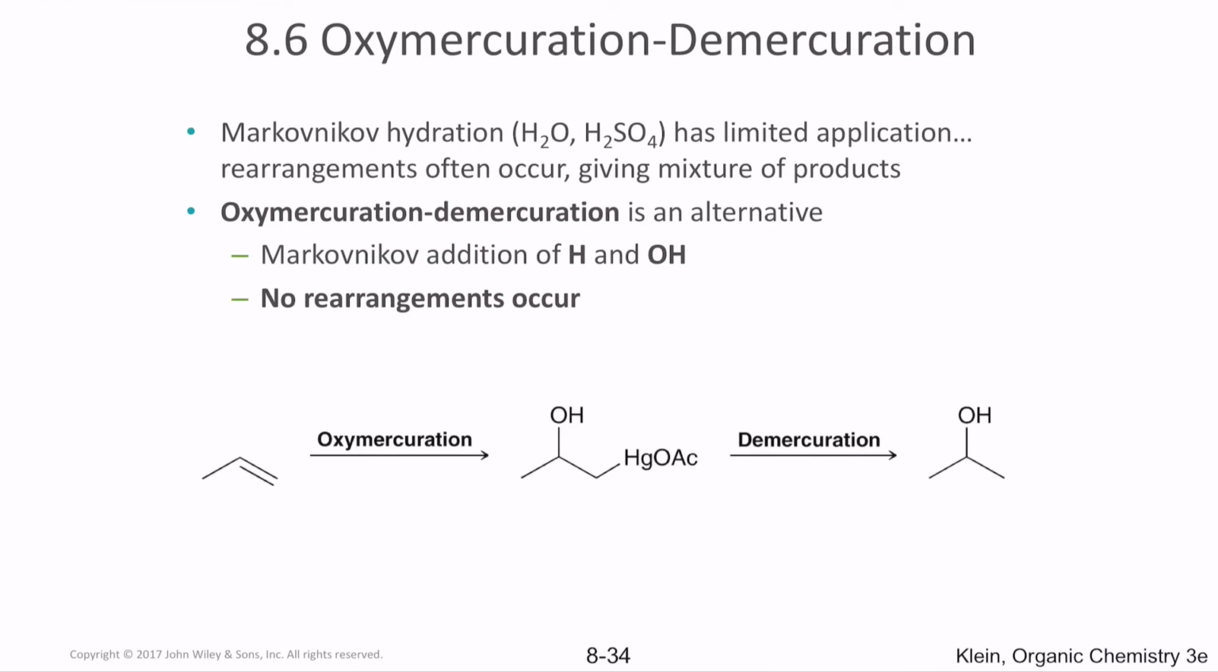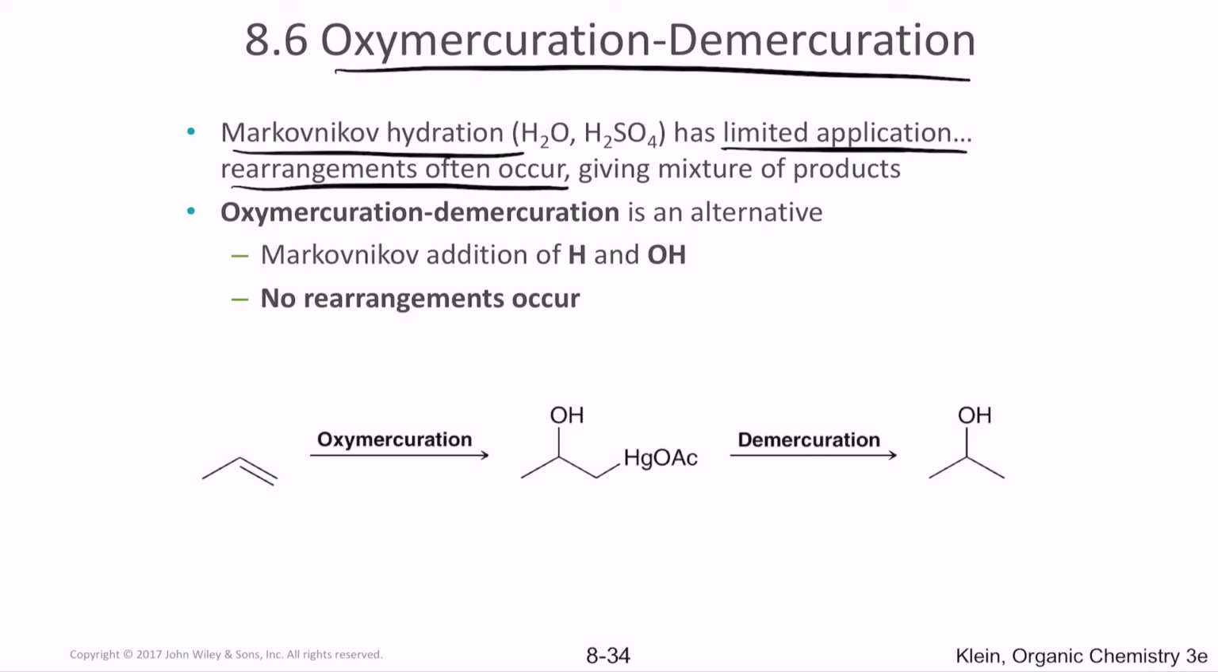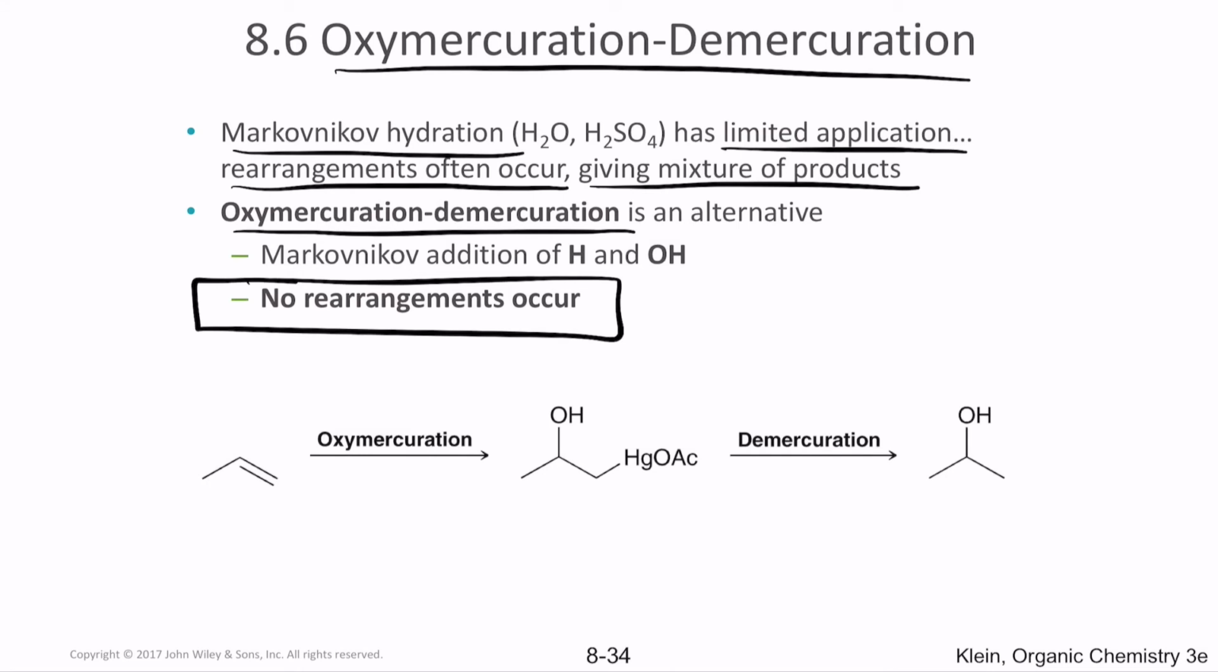That's the reason why we end up with a 50-50 product. Next, what other kinds of reaction can we do in terms of hydration? The other one is oxymercuration and demercuration. So Markovnikov hydration has limited application, and rearrangements will occur, giving a mixture of products. So that's the reason why we can use oxymercuration and demercuration. The only reason we use this reaction is that there are no rearrangements. The product that forms will always be the final product.